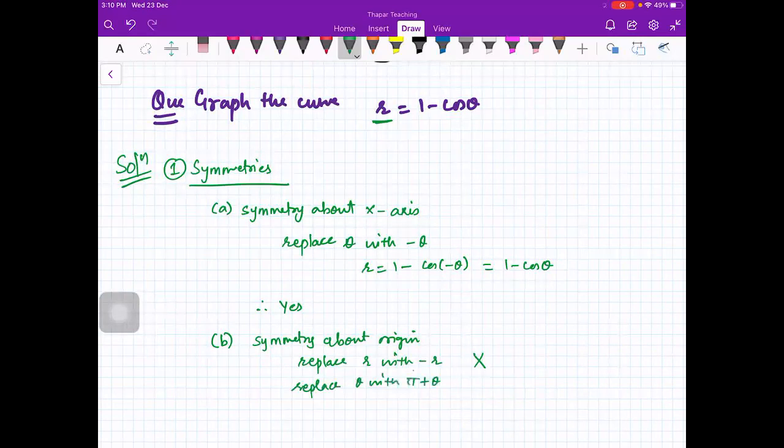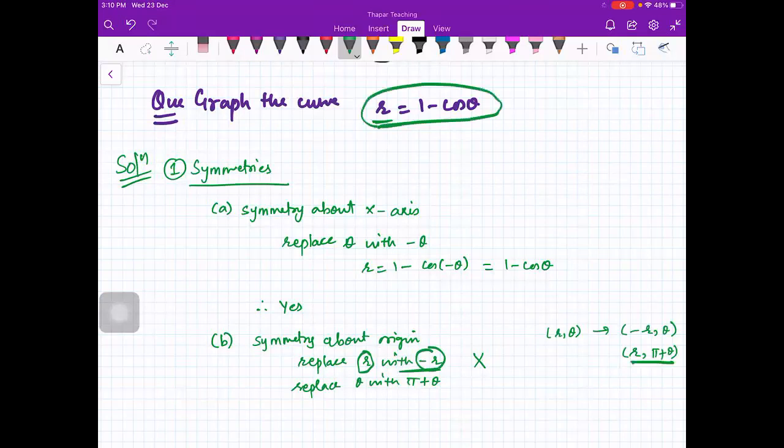Now, if one thing is not working, then you have to check the other thing. So there were 2 things to check for symmetry about the origin. What were the 2 things? If r, theta lies on the curve, then minus r comma theta should lie on the curve, or r comma pi plus theta should lie on the curve. We have checked that if we replace r with minus r, the curve is not the same. So we will go for the second one. We are replacing theta with pi plus theta.